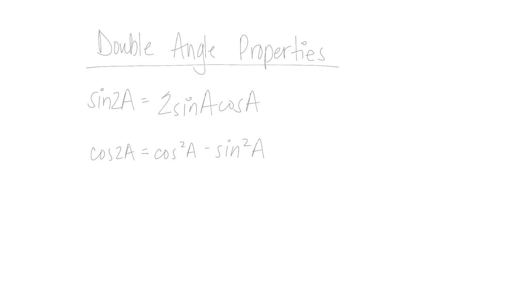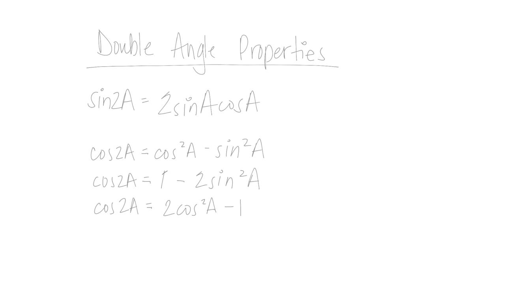And as you know, you can substitute in for cosine squared as 1 minus sine squared. And if you do that, you get this other double angle property, which is 1 minus 2 sine squared a. Or you could substitute in for sine squared as 1 minus cosine squared. And if you do that and simplify, you get that cosine of 2a could also equal 2 cosine squared a minus 1. So that's why I said there are 3 different ways to write the cosine one.